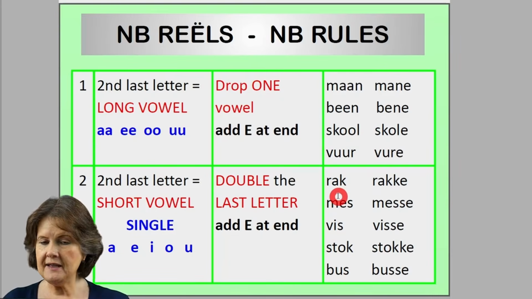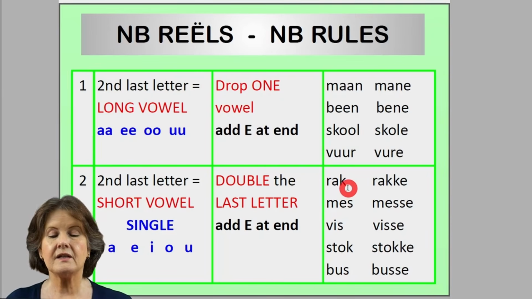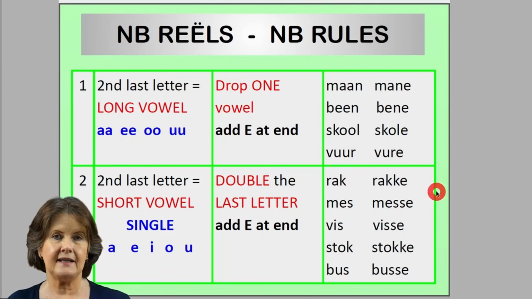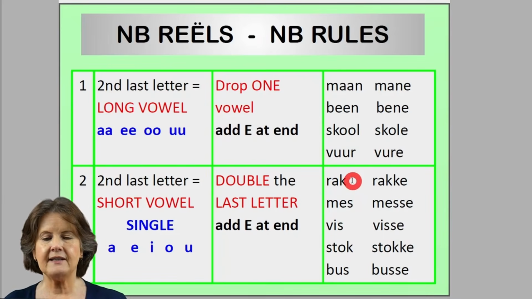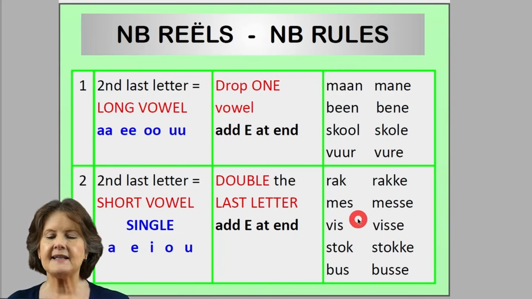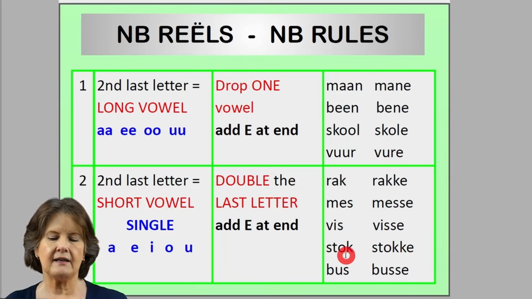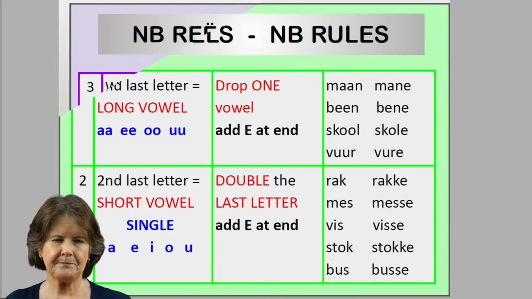What do we do then? You double the last letter, not the vowel, the last letter, and you add an E. Can you see that? It's very clear. You double the K in rak and the E, the mes. There you double the S and the E, and you carry on like this. So with all of them, I've tried to give you an example of each of these vowels. You just double the last letter and you add an E.